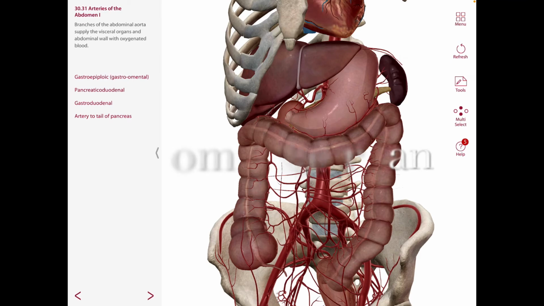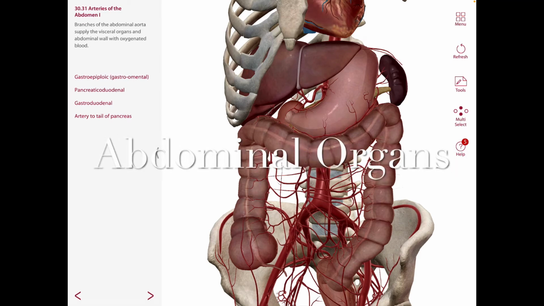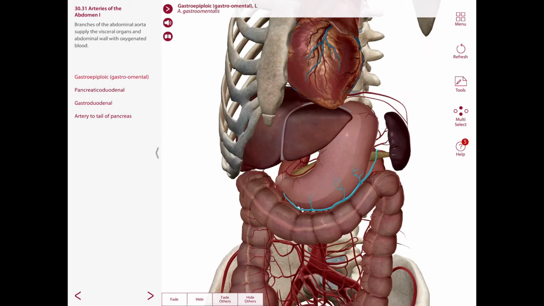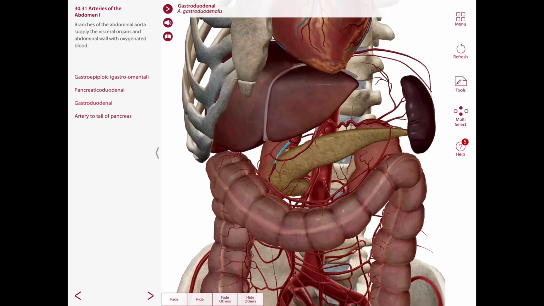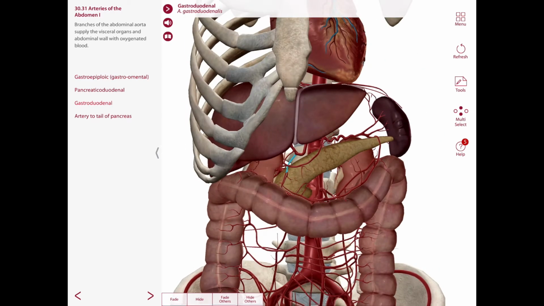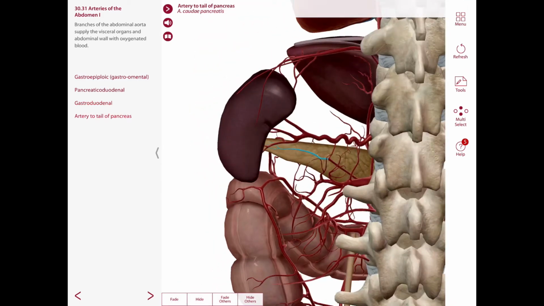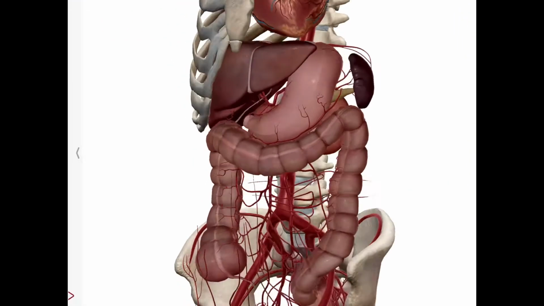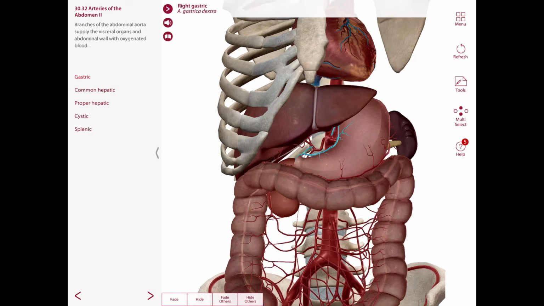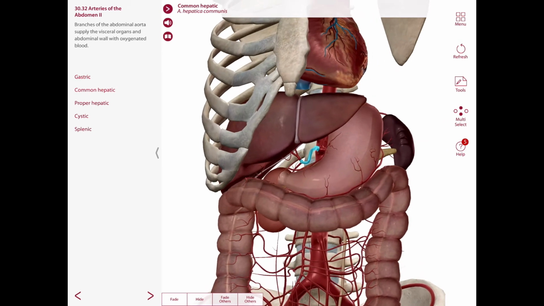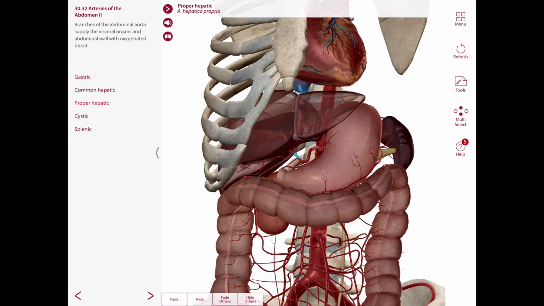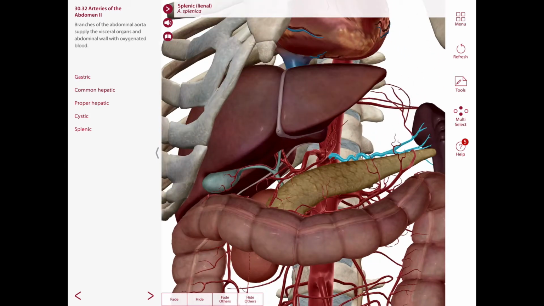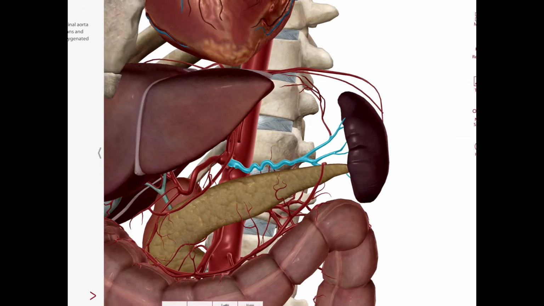The arteries of the abdomen, we have the gastroepiploic artery, the pancreaticoduodenal, the gastroduodenal, and the artery to the tail of the pancreas. We also have the gastric artery, the common hepatic, which I mentioned earlier, the proper hepatic, cystic artery, and splenic, which I mentioned earlier.